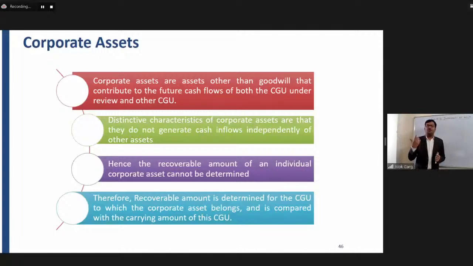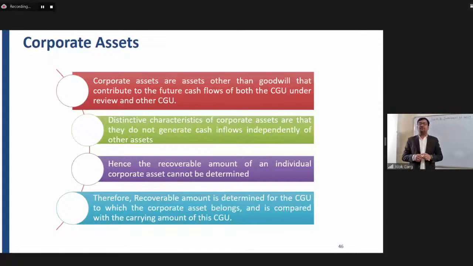Take an office building. It is engaged in running the operation of the business, so it is not into the production of goods and services. So it is difficult to calculate value in use. Therefore, recoverable amount is determined for the CGU to which the corporate asset belongs and is compared with the carrying amount of this particular CGU.